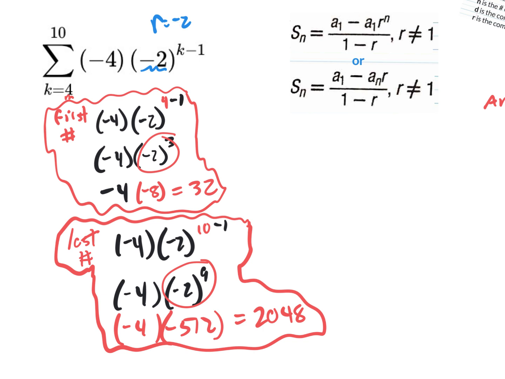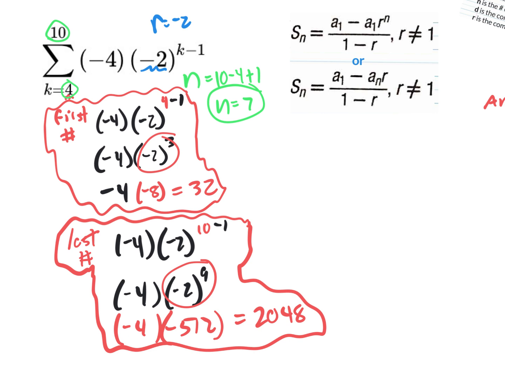So you could use the top one, you could use the bottom one. If you wanted to use the top one, you'd have to figure out what n is, and that's really easy to do as well. n will always be the top number minus the bottom number plus 1. So n equals 10 minus 4 plus 1, so n equals 7. So it depends which one you want to use. I would use the bottom one. I just feel more comfortable with it, but if you want, you could use the top one.